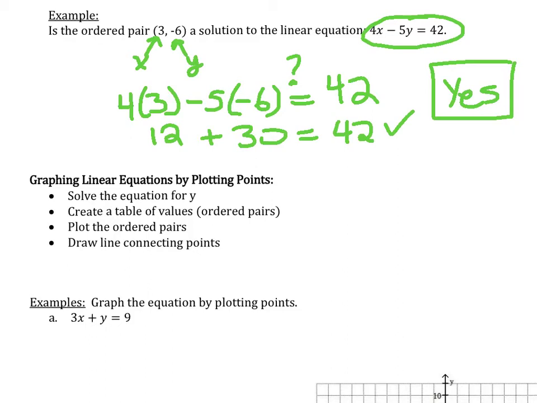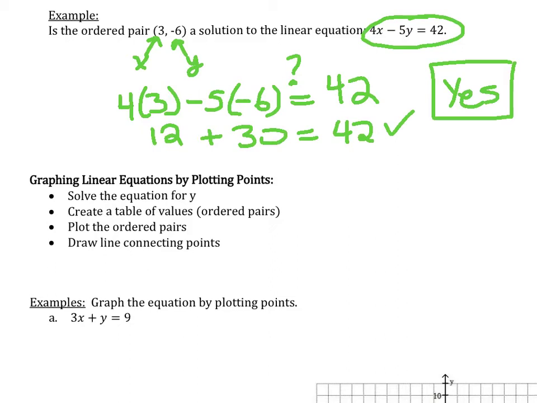And so over the next couple of days, we're going to go over how we can graph these linear equations, so that we can see the solutions, the ordered pairs that, if we put them in, will be a solution to that linear equation. The first method that we can use to graph linear equations is by plotting points.